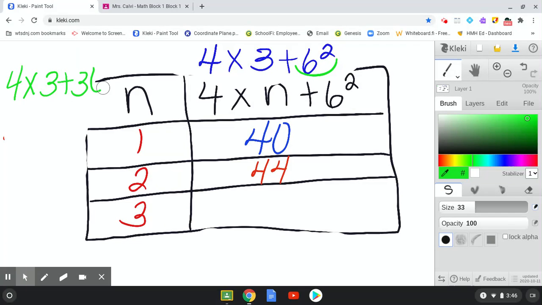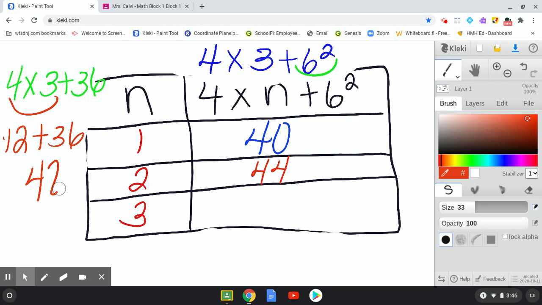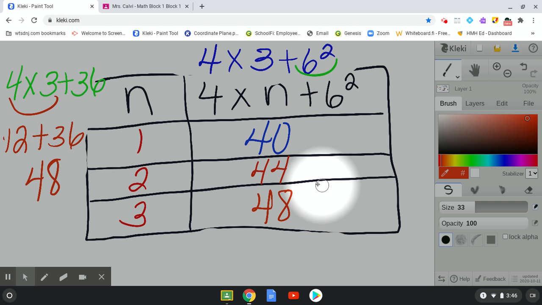6 squared equals 36. According to PEMDAS, I have to do multiplication first. That's going to give me 12. Drop down the plus sign, drop down the 36. 12 plus 36 is going to give me an answer of 48. So 48 would be my answer for the last one. So all we are doing is, in order to evaluate an algebraic expression, we're plugging in the value for the variable and solving using order of operations.